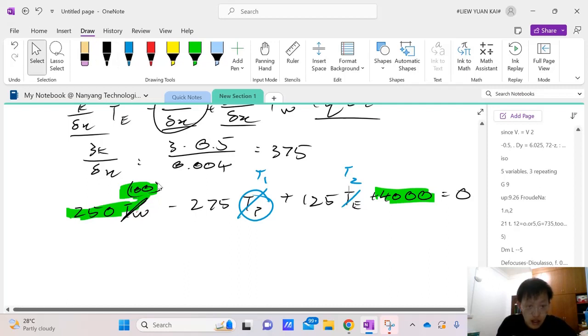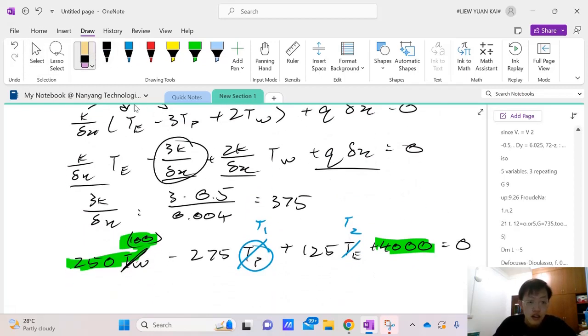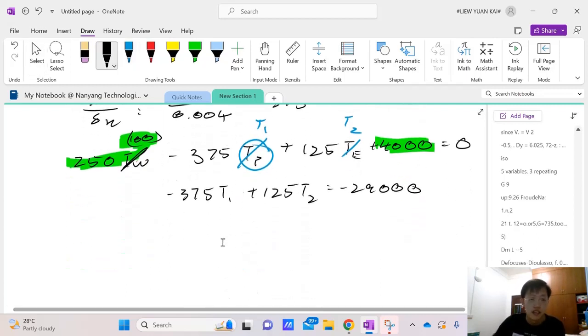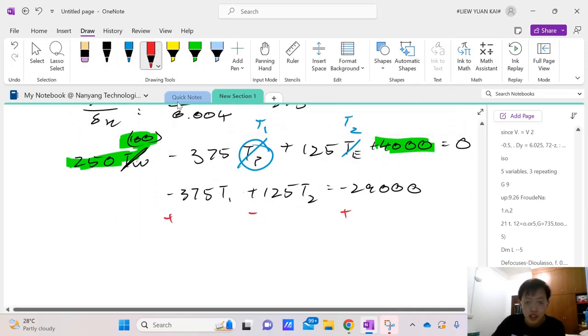Let me check here. Oh, sorry, I think I wrote something wrongly. Yeah, I wrote this wrongly. It should be 375. Yeah. And then again, at the end of the day, you should get this, which is correct, except the answer provided it in the opposite sign, right? The answer provided plus, minus, and plus here, which is okay. It is the same thing. So this is correct.